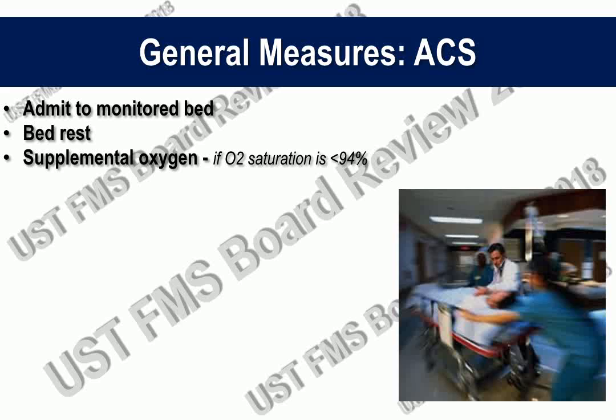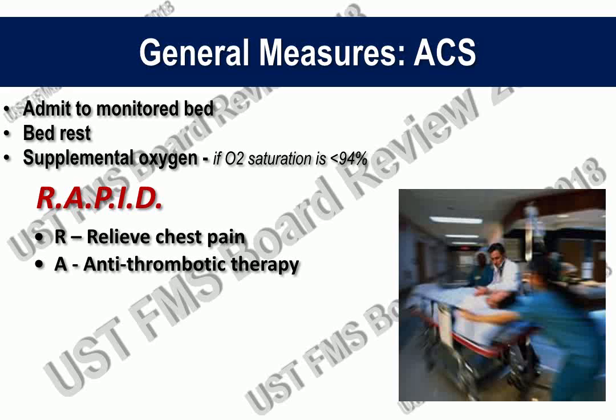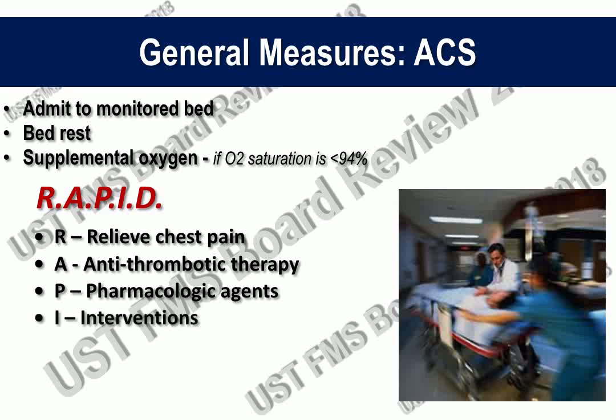So the general measures in the management: these patients need to be admitted to a monitored bed, preferably the ICU. You have them on bed rest. You give supplemental oxygen if saturation is less than 94%. And usually the management, to make it simple and easy to remember, you try to memorize the acronym RAPID. R standing for relief of chest pain, followed by antithrombotic therapy, then your pharmacologic agents and interventions, if applicable, and your discharge instructions and planning.